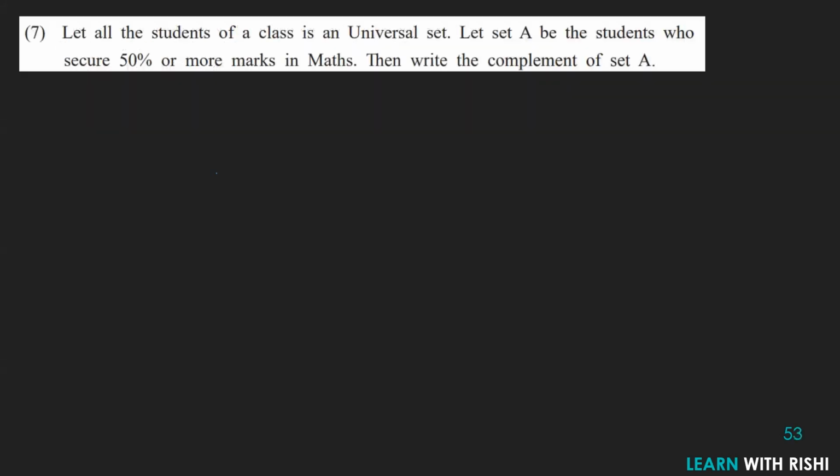Question number 7. Let all students of the class be the universal set. Let set A be the students who secure 50% or more marks in maths. Then write the complement of set A. So what is our universal set here? Students of the class. All the students of the class is our universal set. So first we'll write the universal set. So here the universal set is the set of all students in the class.